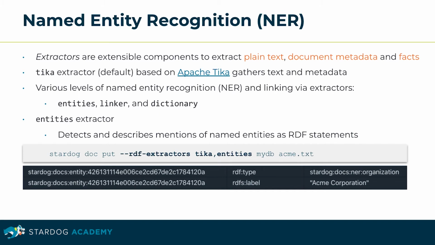Extractors were already introduced as the extensible means to process unstructured content in Stardog. It is to extract plain text, document metadata, or related facts. The built-in TextExtractor is based on the Apache Tika framework and used to extract text and document metadata by default. On top, named entity recognition and linking is supported out of the box by the extractors entities, linker, and dictionary. The entities extractor detects mentions of named entities in the text and generates some basic assertions, such as entity type.